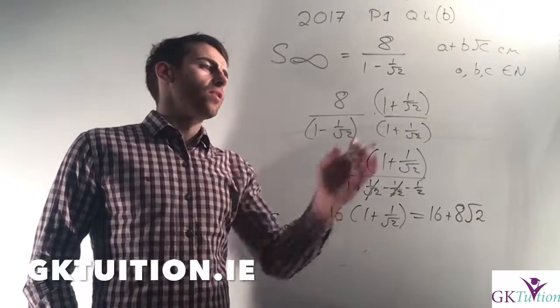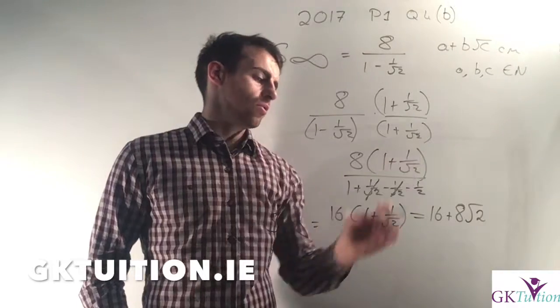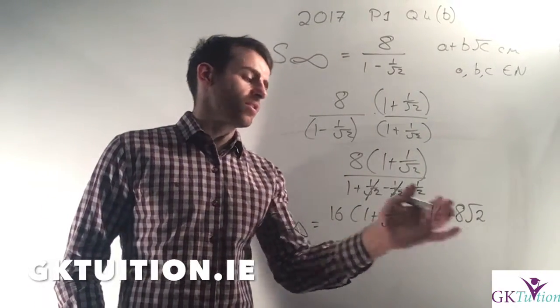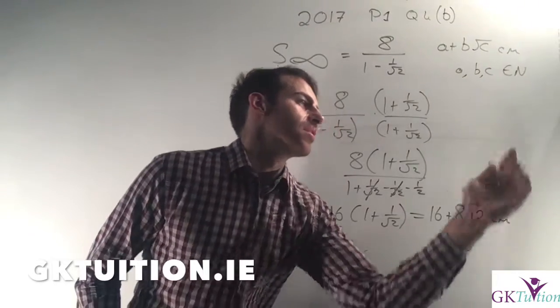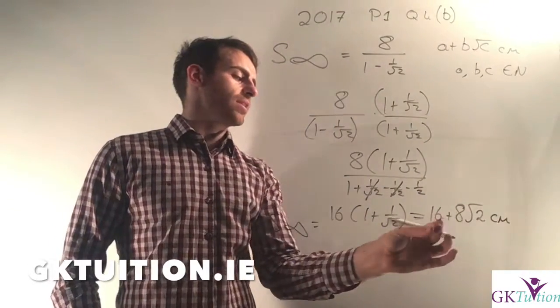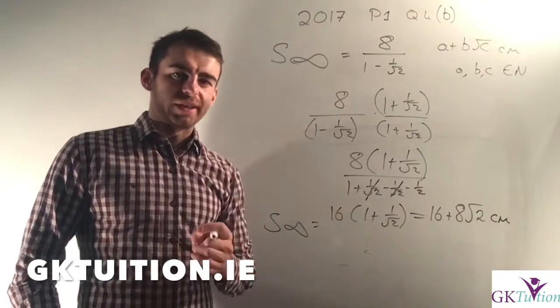Now it asked me to leave it in the form of a plus b root c, where all three of these numbers were natural numbers. Clearly 16, 8 and 2 are natural numbers, so I'm happy enough. And remember, it mentioned that that should be in centimeters, so I label it as 16 plus 8 root 2 centimeters. So I hope this video made sense.